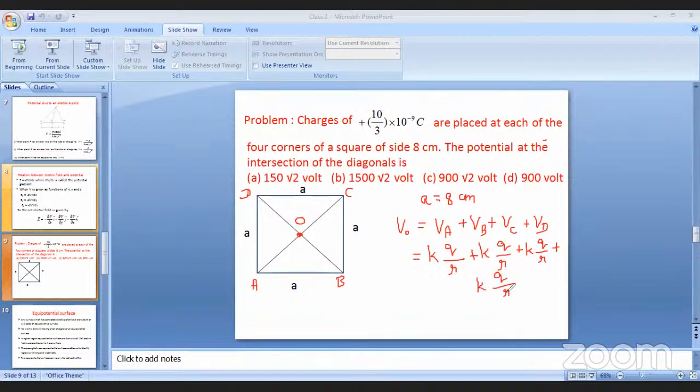Since all the charges are equal, and since it is a square, the distances AO, BO, CO and DO are all equal. I am taking them as small r, since the distance between the charges and the point of intersection is equal.